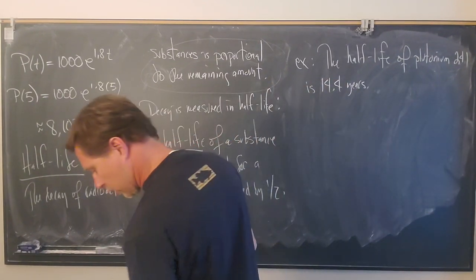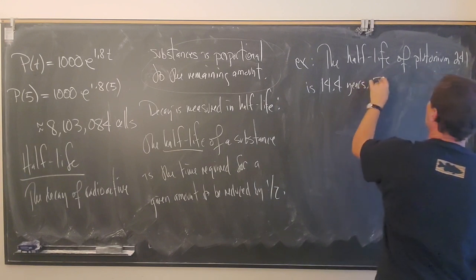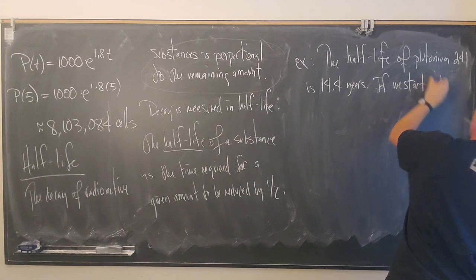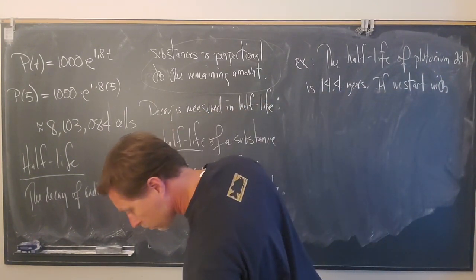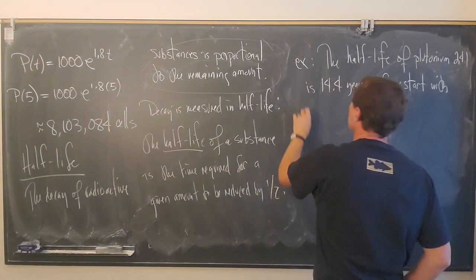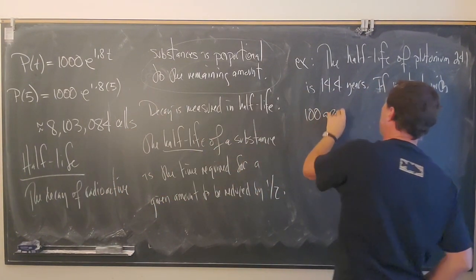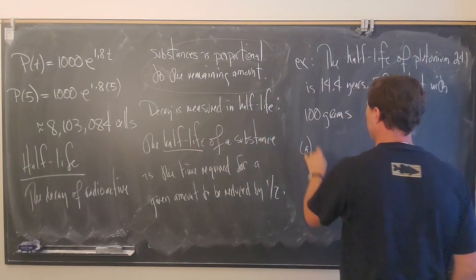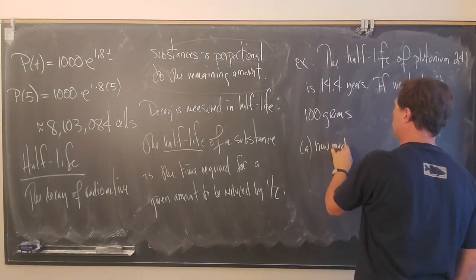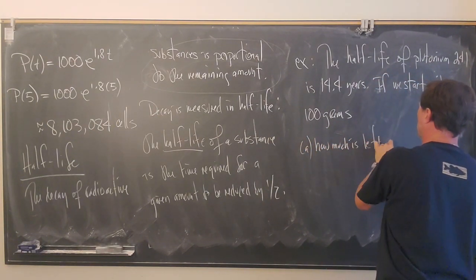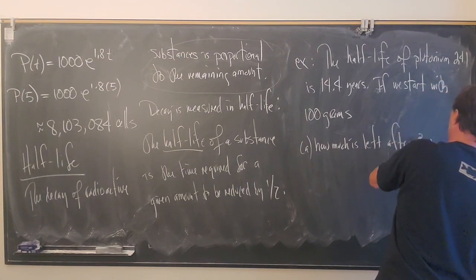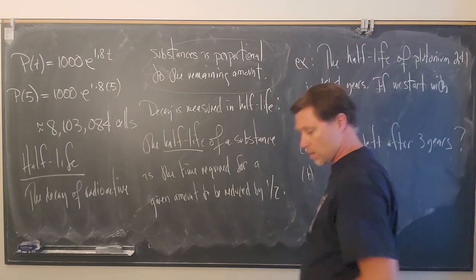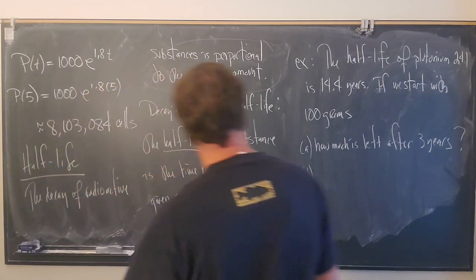Now what we're going to do is we're going to start with 100 grams. There's going to be a part A and a part B here. Part A, how much is left after 3 years? And part B, how long will it take to be reduced to 2 grams?